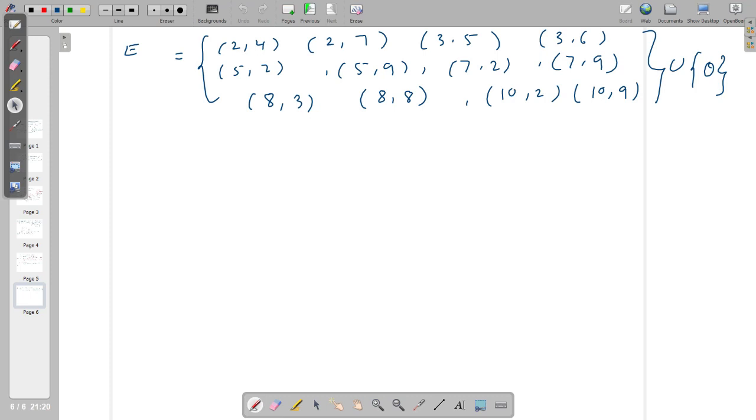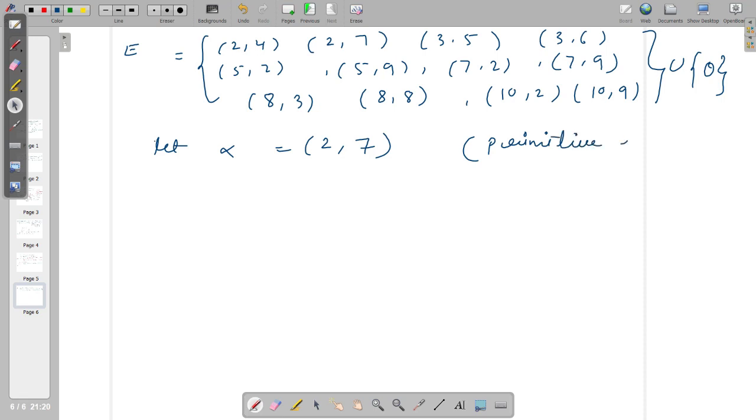So now we need to choose a primitive element. Let's say these are the elements of the group. Among these elements we need to choose the primitive element, or the generator. So let's say alpha is equal to (2, 7). We choose the element alpha equal to (2, 7), and we want to check whether it is a primitive element or not.